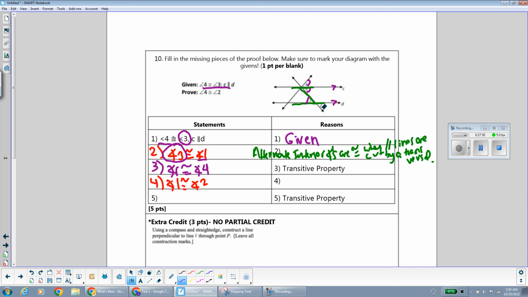Now we need to know why angle 1 is congruent to angle 2. I took a look at angle 1 and angle 2. They come at the same point and they're opposite from each other. They're vertical angles. Vertical angles are always congruent.